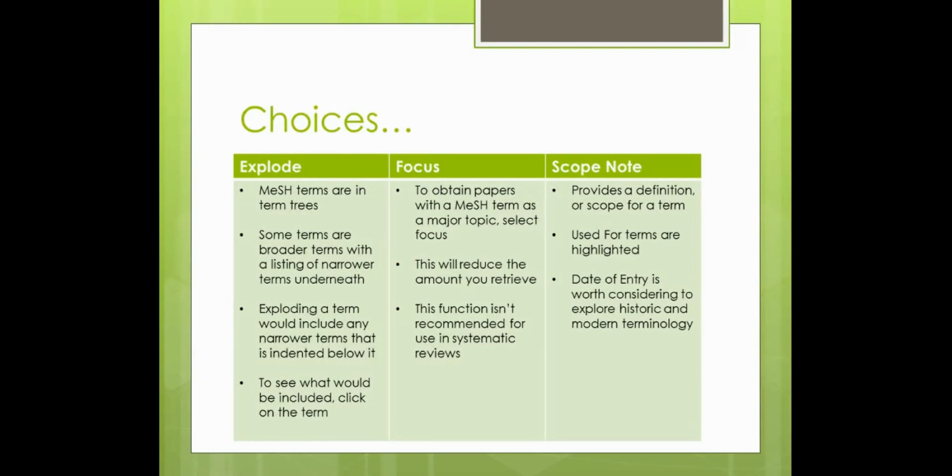The Scope Note is a great tool for non-subject and non-Medline experts. The Scope Note provides a definition, or a scope, for a MeSH heading. There is often a section called Used For to confirm what alternate terms that particular MeSH heading is used for. The entry date is important for those searching for new technology and practice change information. To obtain older or newer material, we may need to use a different MeSH heading.